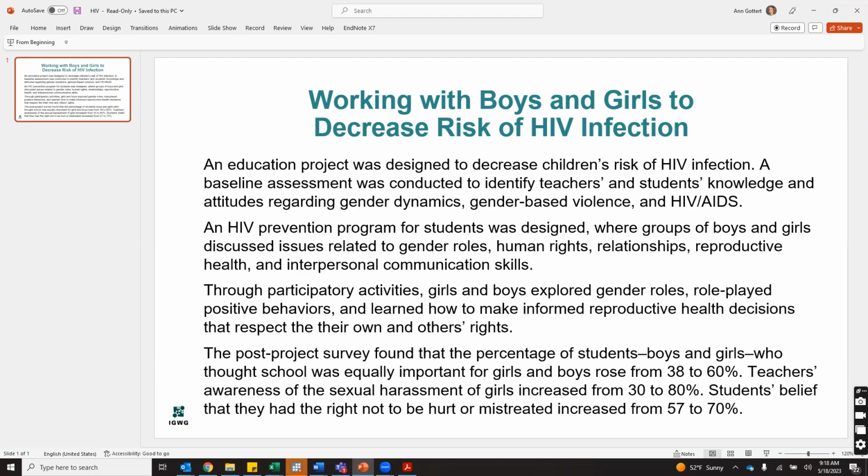The post-project survey found that the percentage of students, boys and girls, who thought school was equally important for girls and boys rose from 38 to 60%. Teachers' awareness of the sexual harassment of girls increased from 30 to 80%, and students' belief that they had the right not to be hurt or mistreated increased from 57 to 70%. So this is our case study. So I'll just start off by asking which of the do's and don'ts you see reflected in this program example. And I'm not sure if Peter shared the link.